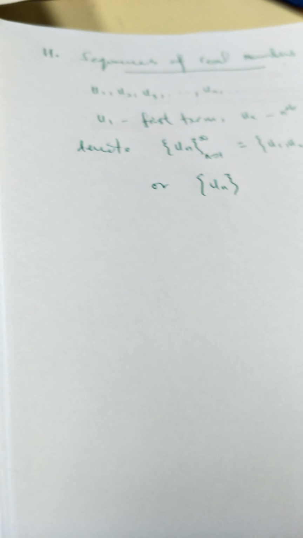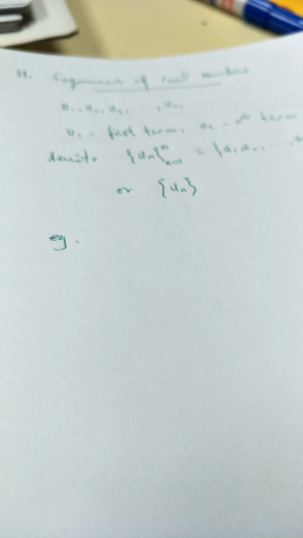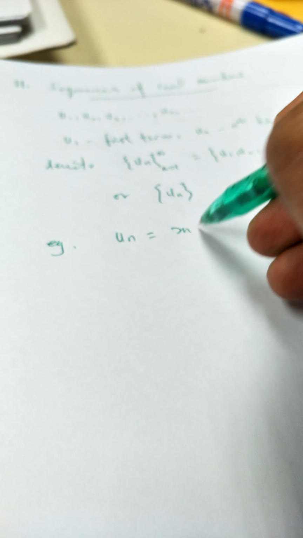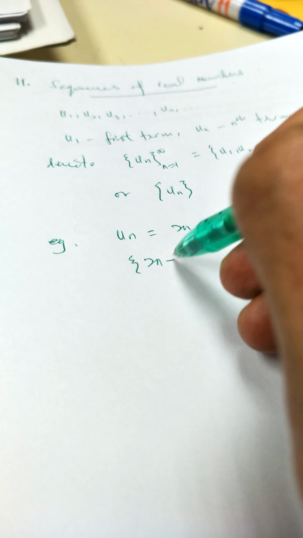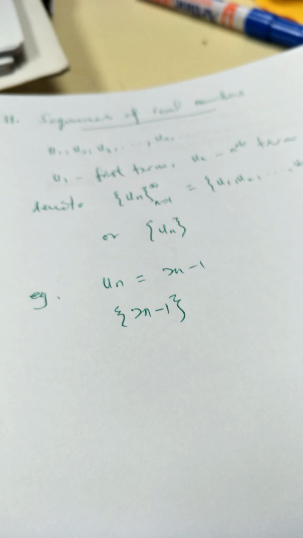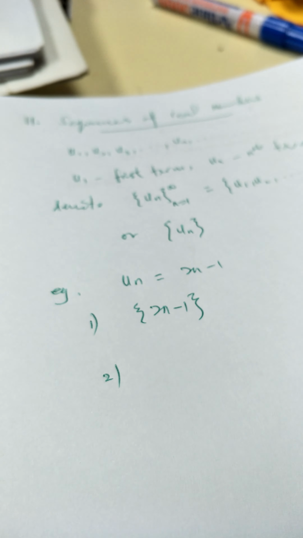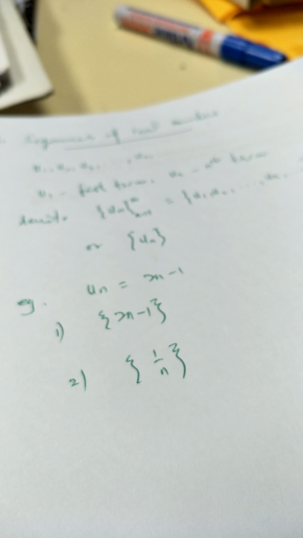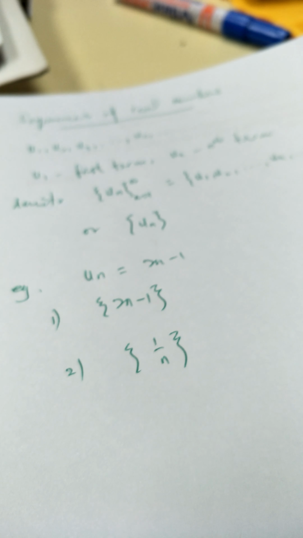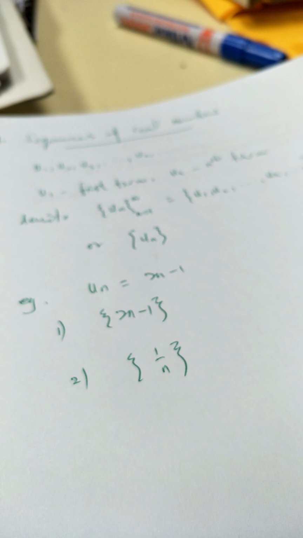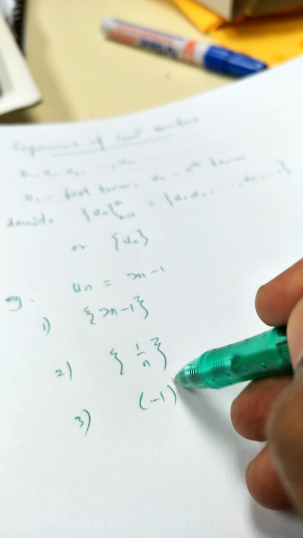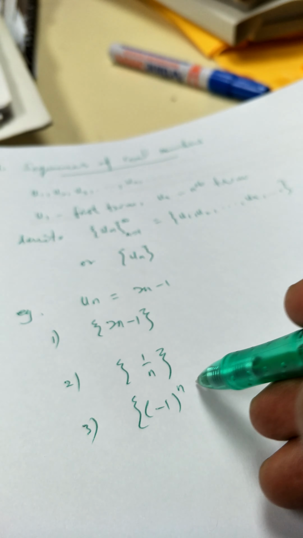Now let me give you some examples of sequences. Example: if we have un is 2n minus 1, so it means we have this sequence, number 1. Number 2, if say we have that sequence. Let me give you another example. Let's say un is 1 over n. And another example is minus 1 to the n.